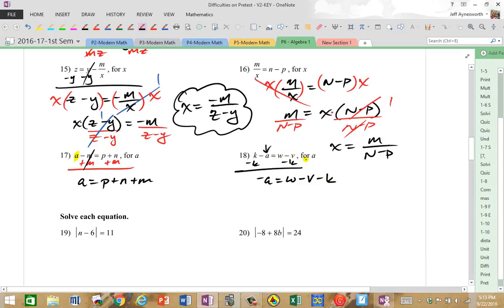And now I have to divide everything by negative 1, which changes all the signs. So these cancel and you get a is equal to, change the sign here, w divided by negative 1 is negative w. Negative v divided by negative 1 is positive v. And negative k divided by negative 1 is positive k.